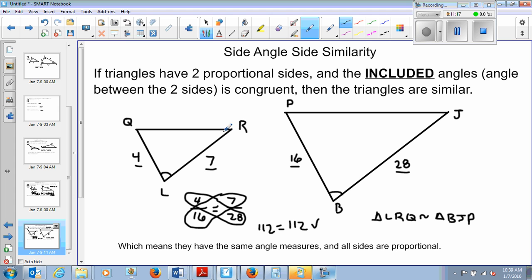All right, there you have it. So those are the three ways: angle-angle similarity, side-side-side similarity, and side-angle-side similarity.